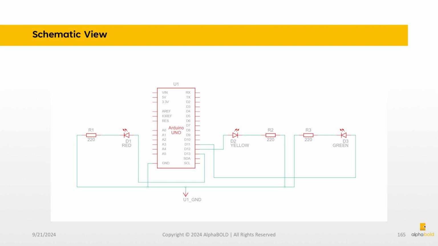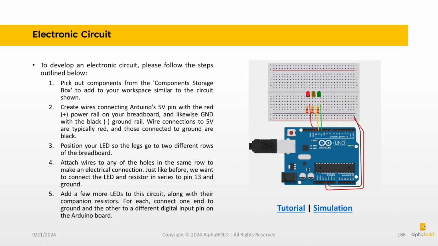The resistors limit the current flowing through the LEDs, protecting them from damage. This setup allows the Arduino to independently control each LED by setting the corresponding digital pin to high to turn the LED on or low to turn the LED off. To develop an electronic circuit, please follow the steps outlined below.